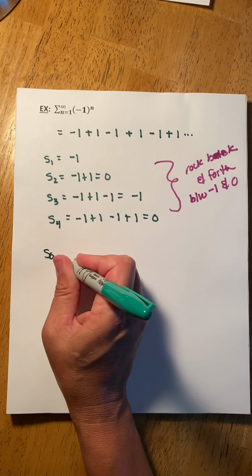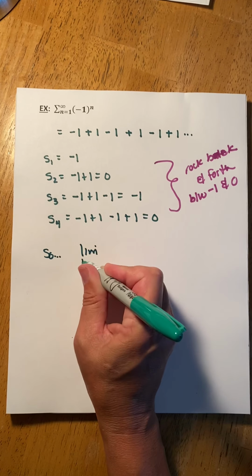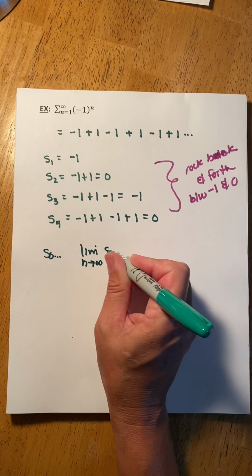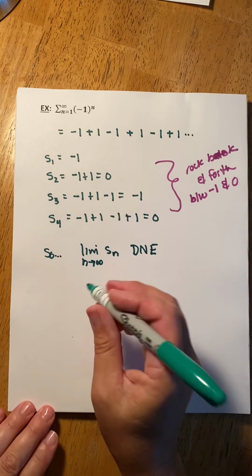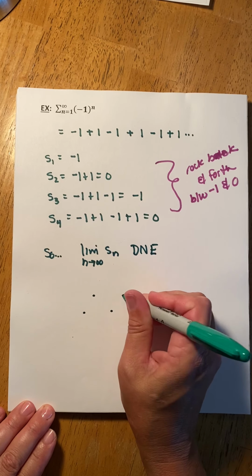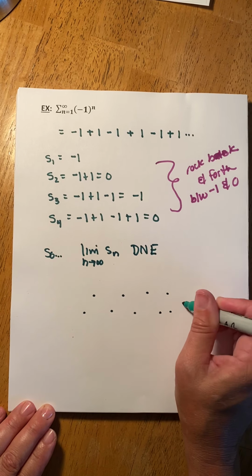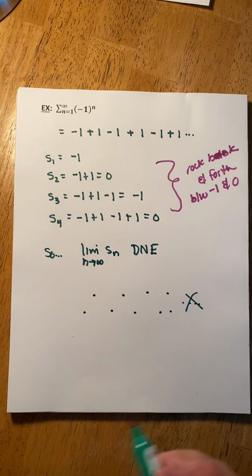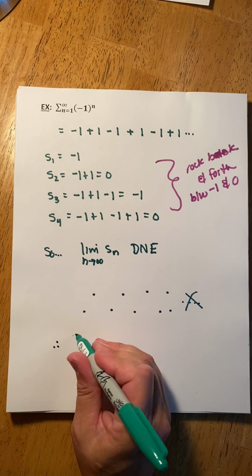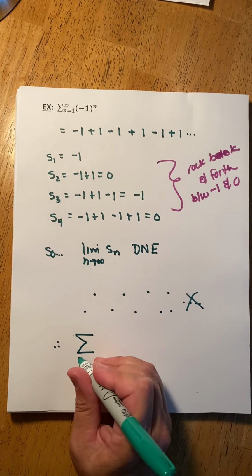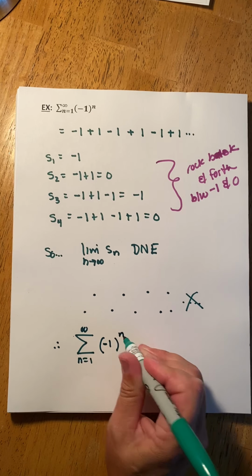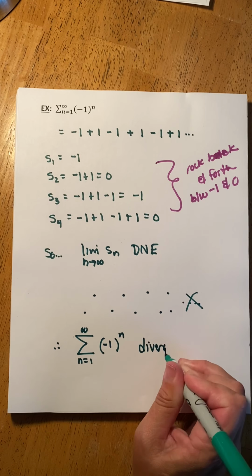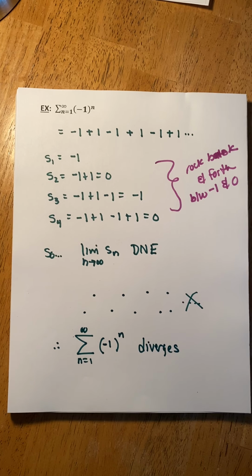So the limit as n goes to infinity of Sn does not exist. It does not converge on anything. It literally just bounces back and forth like this forever. Never zooms in on anything. It doesn't do that. So therefore, we would say that the series negative 1 to the nth power diverges because its sequence of partial sums diverges.